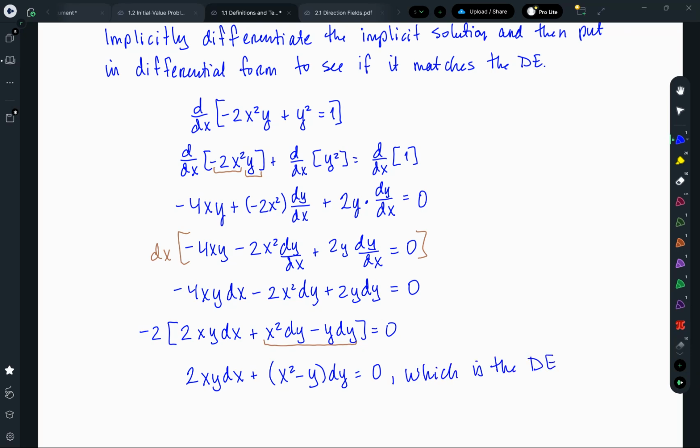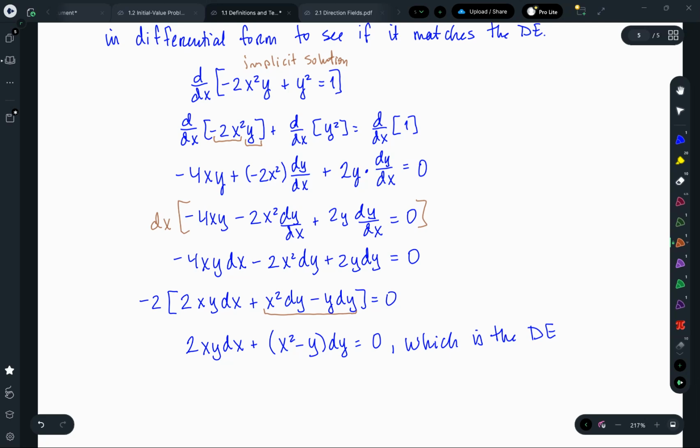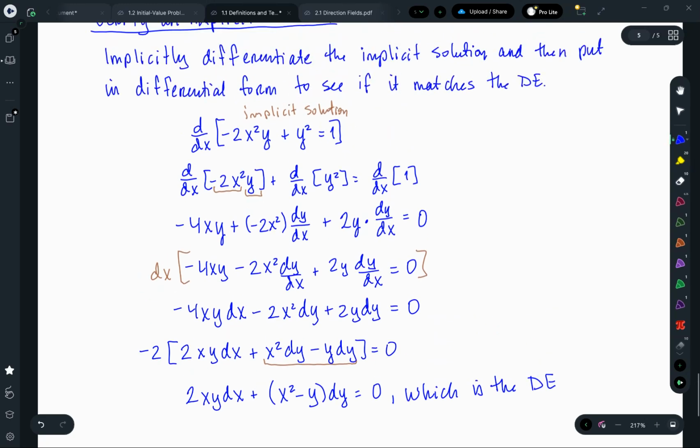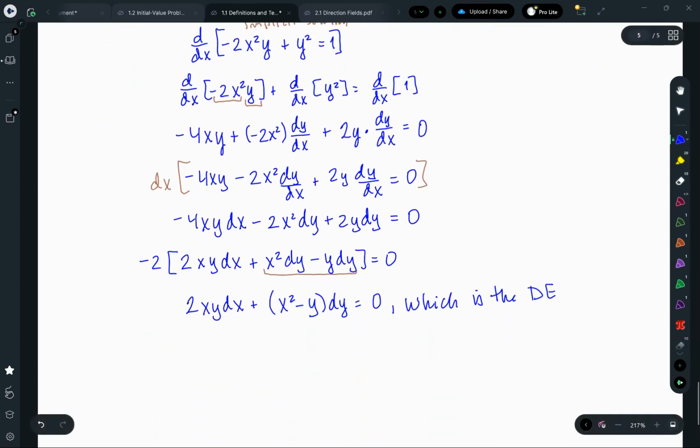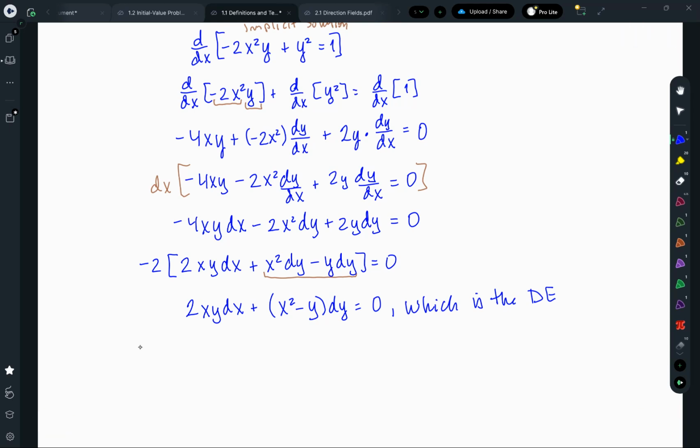But I started with the solution. So I took d dx of the implicit solution, supposed solution, and I got back the differential equation. So I'm good. The solution, or I should say the expression, is an implicit solution.